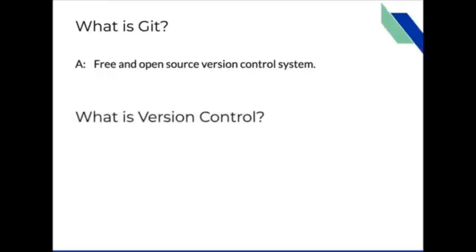I want to start off here by defining what Git is. Git is what we call a version control system that is free and open source, and it's the most widely used version control system in development today. Most programmers interact with Git on a daily basis. So what is version control?